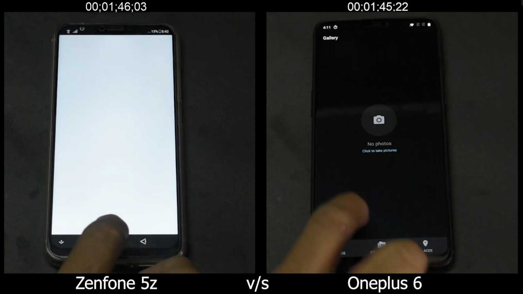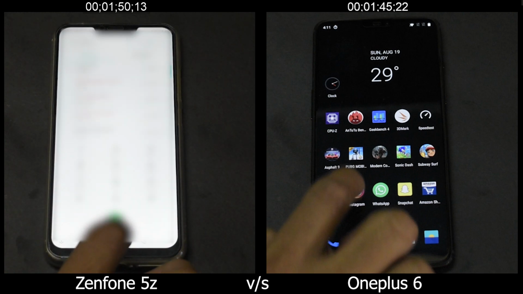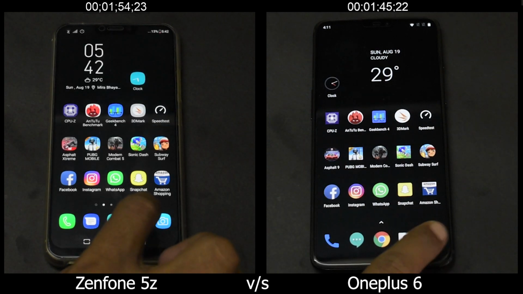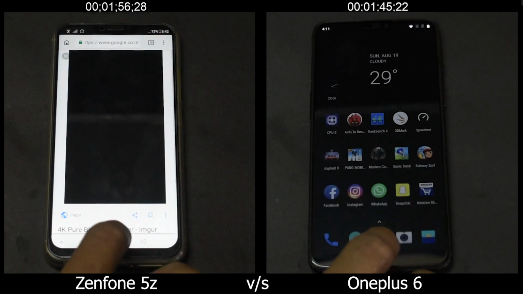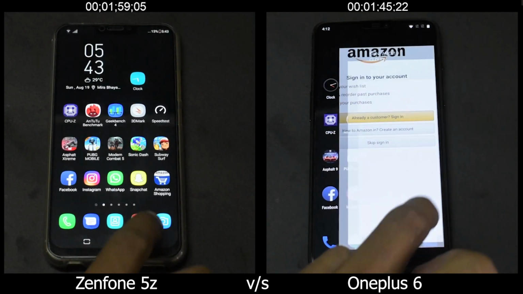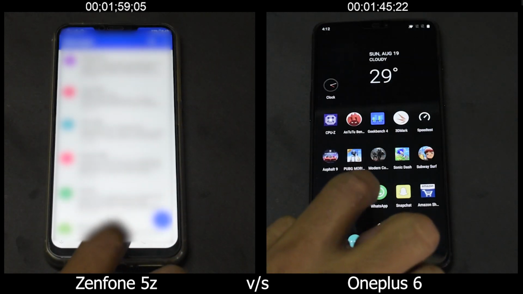So 1 minute 45 seconds is where the OnePlus finishes the first round, and let's move on to the Zenfone 5Z. And as expected, the Zenfone 5Z finishes off at 1 minute 59 seconds. That's around 14 seconds of difference, and that's probably one of the biggest margins of difference that I've had between two phones with the same processor.